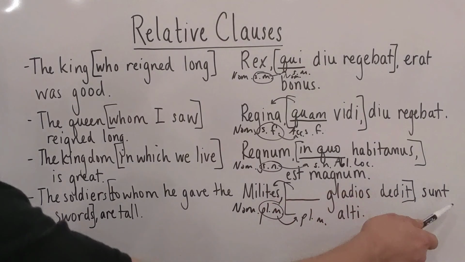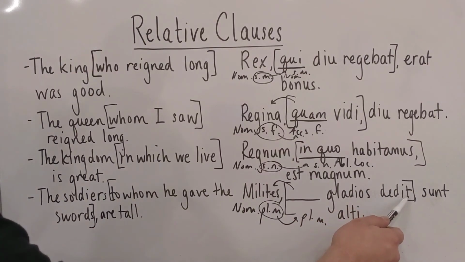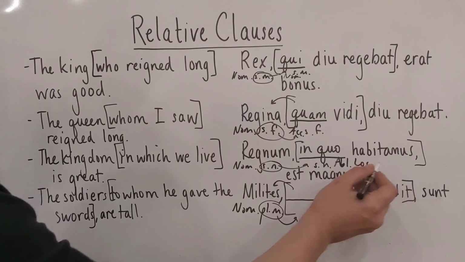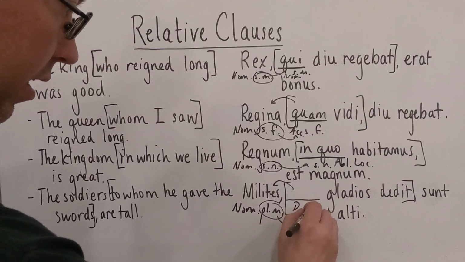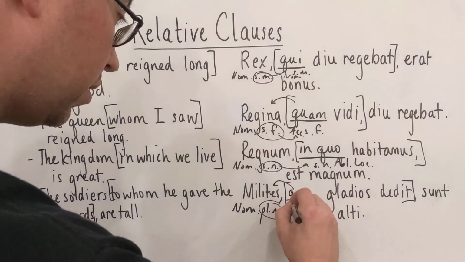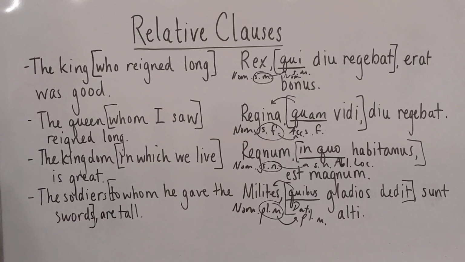This is the nominative subject of sunt. So blank gladios dedit. He, third person singular, gave swords blank to whom? Well, that sounds like dative, indirect object. He gave an accusative direct object, gladios, to a dative indirect object. So we want the dative plural masculine of qui, quae, quod, which is quibus. Milites quibus gladios dedit sunt alti. So those are just a couple examples of relative clauses in English and in Latin.